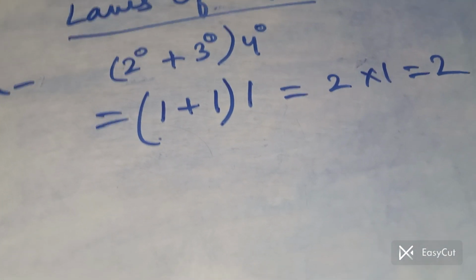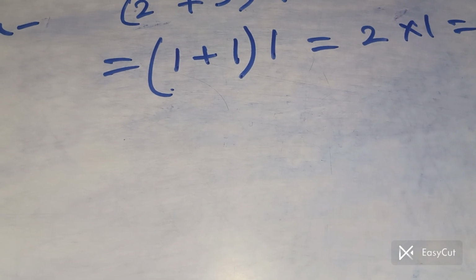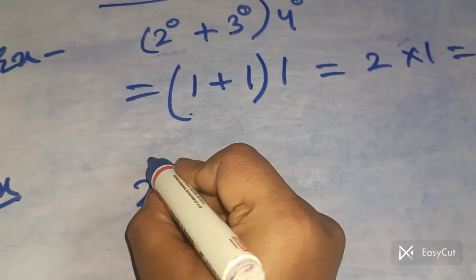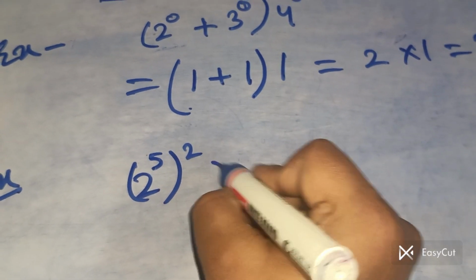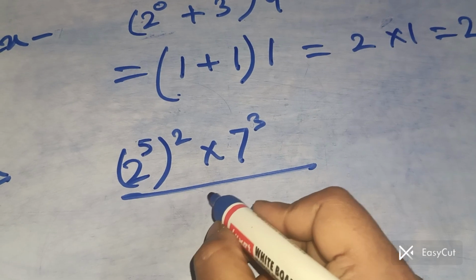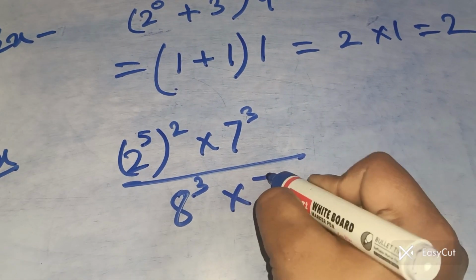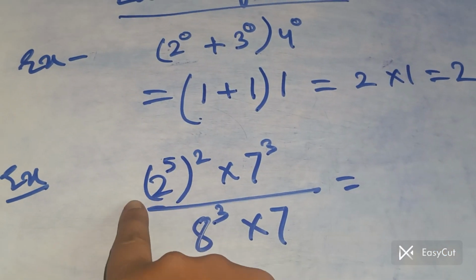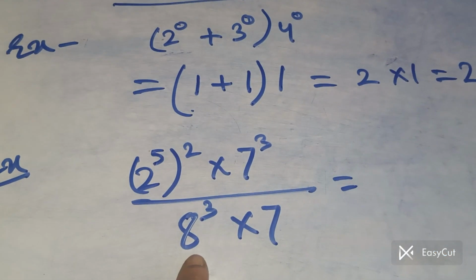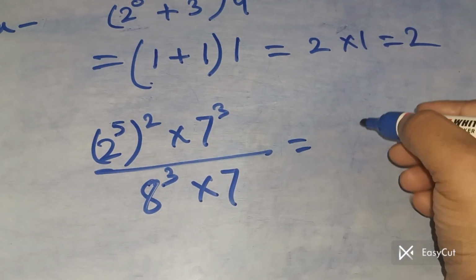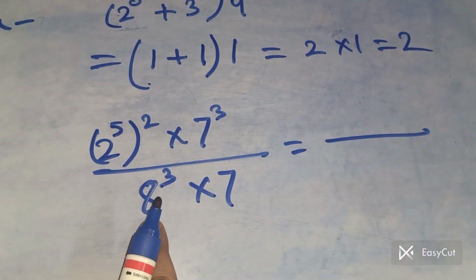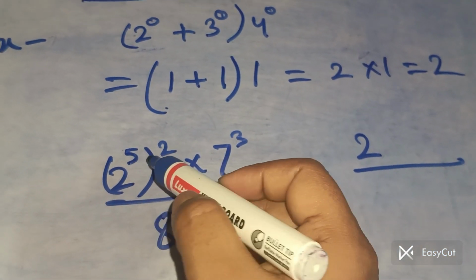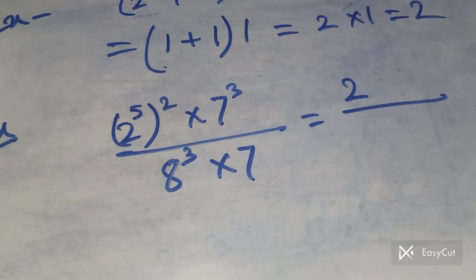Let us do more simplified sums, that is 2 to the power 5 whole square into 7 cube by... see, here 7 is there, here 2 is there, 8 is there. We can take this 8 in the form of 2, in the power of 2. See, 2 to the power 5. First we will do what? Just recall all the exponential laws.